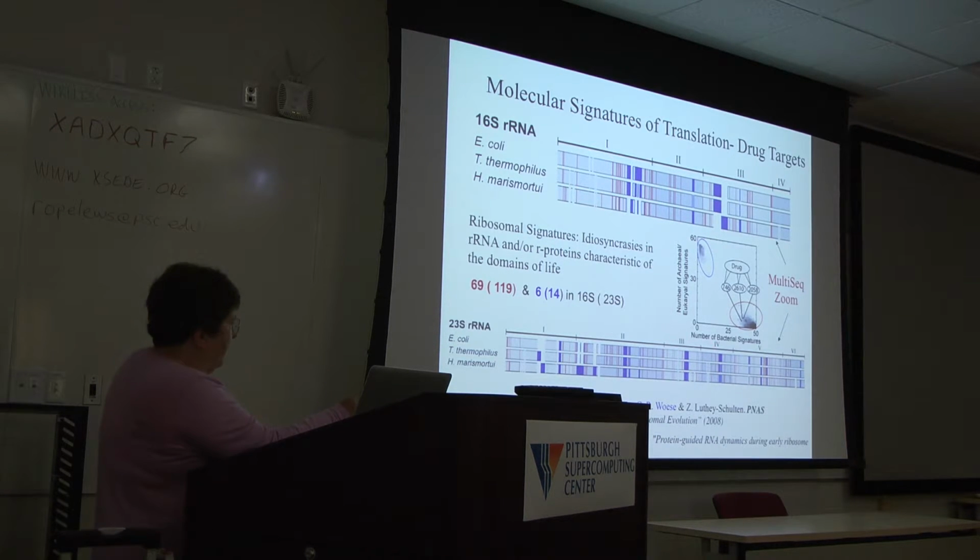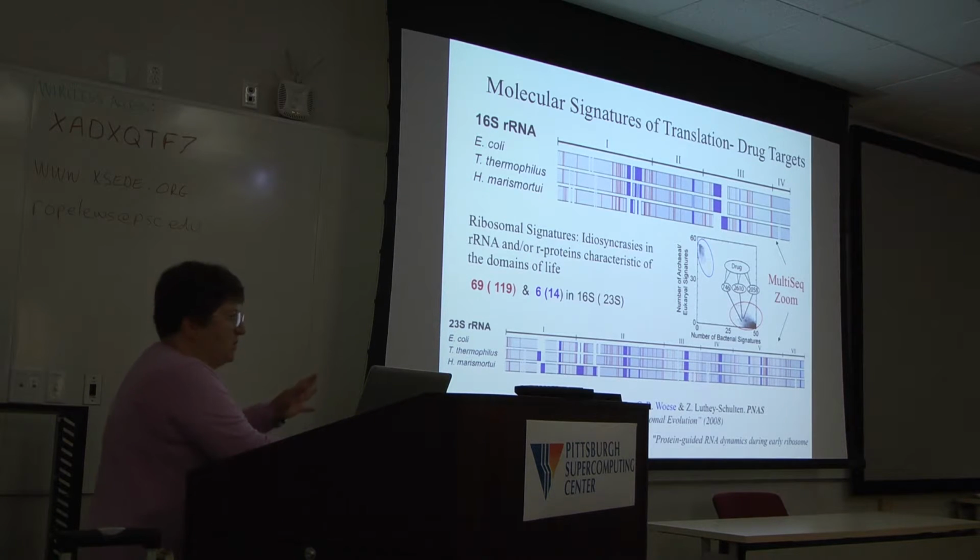And if you look here at the number of bacterial signatures you have, versus the ones that are in the archaeal, you'll see this. This cluster down here represents all the bacterial signatures. This cluster represents all the archaeal signatures. And so one of the attempts now is to go in and find drugs that bind to the signatures that seem to be in most of the bacterial systems.